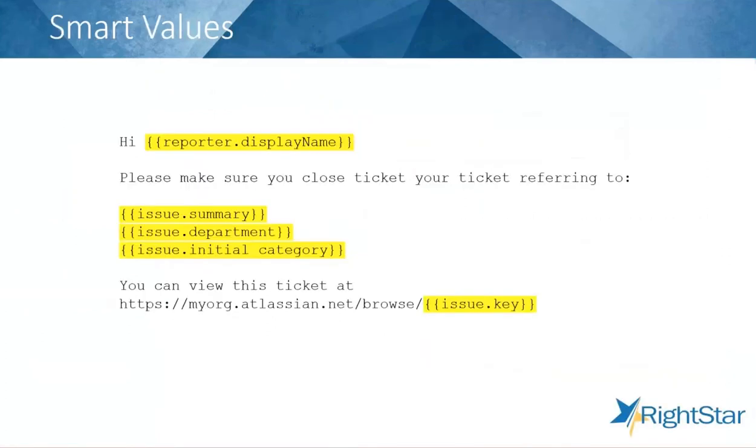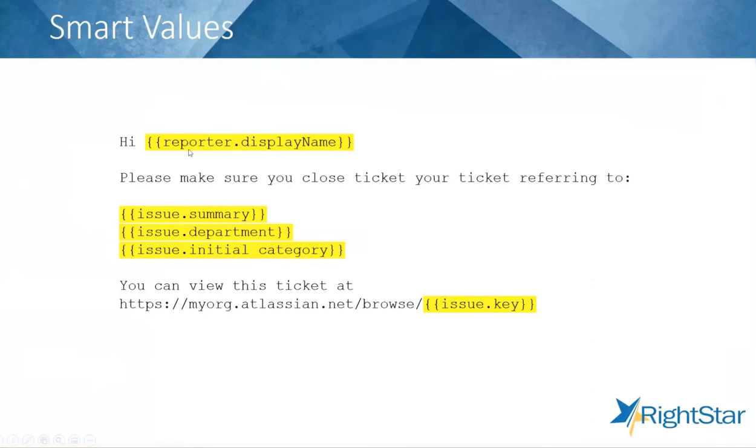So let's go ahead and bring up a first look at SMART values. As I pointed out, a SMART value, and I've highlighted in yellow all of the SMART values on this particular page, is always enclosed in what they call a mustache format, being these two curly braces, opening and closing. Within it, we then refer to some variable, something that exists in our environment that we want to display. In this case, we want to get the reporter for the current issue that we're working on, and we want to get their display name.